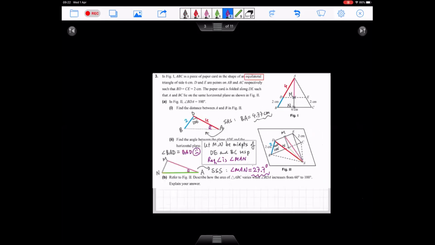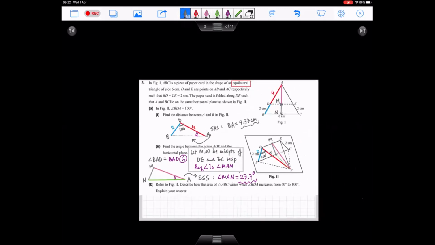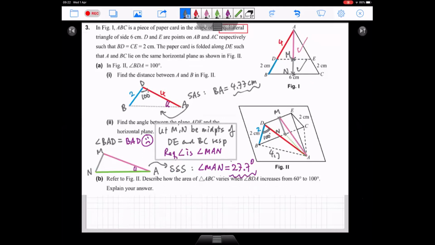So the pink line, you can find it from this triangle. The gray line, you can find from this triangle. The green line, you have to find it on triangle ABC. You can use Pythagoras theorem because you have AB from part A. This is 4.77, and then half of this will be 3 units. So BN will be 3 units long.